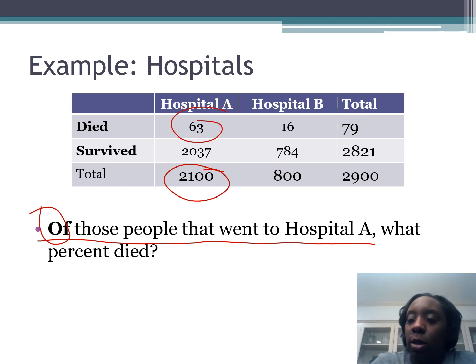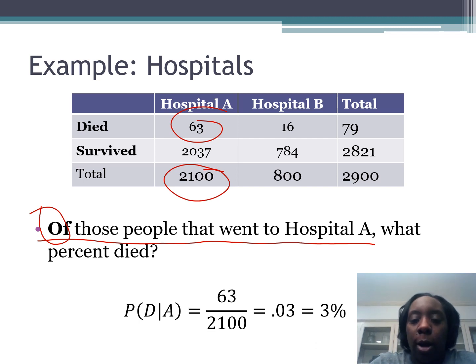63. So if I keep going, the probability of somebody dying out of hospital A, that's how you read it, or the probability of a patient dying given you're looking at the patients in hospital A. That's how you look at it. And so here's the math for it, and that's how you would do it.